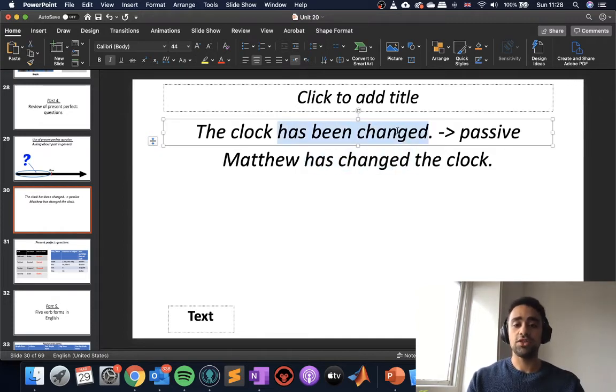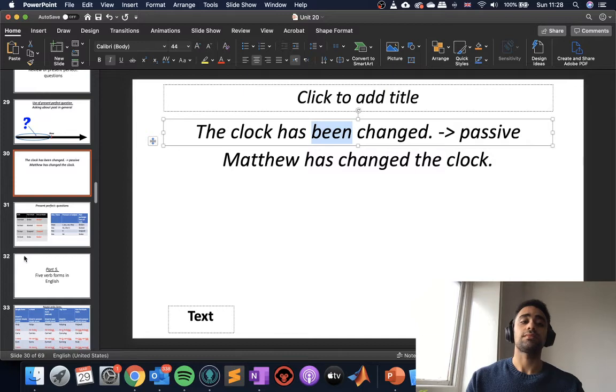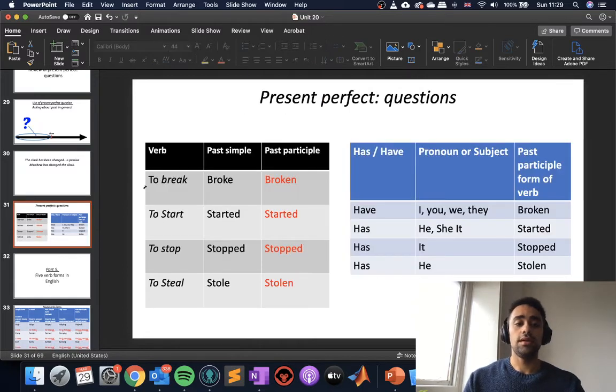So has been changed, has changed, both are present perfect, but because we have the verb be and then the past participle, it makes it passive. So if you have any more questions, please ask.